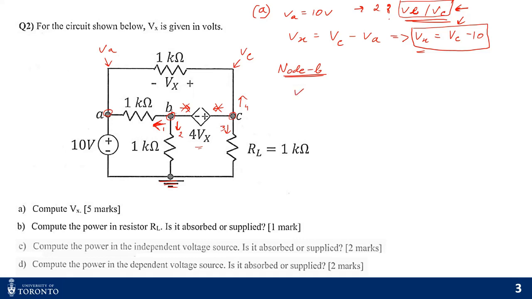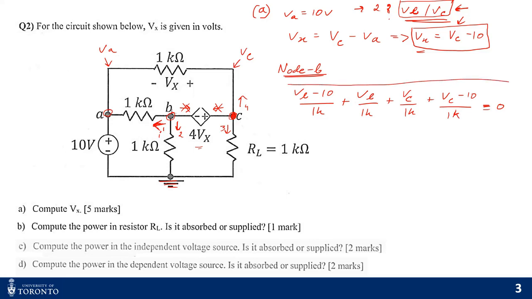It's VB minus 10 divided by 1K, this is the current I1, plus VB by 1K, this is I2, plus, now I go to node C, I3, which is VC by 1K, which is RL, plus I4, which is VC minus 10 divided by 1K. So this is my first equation.